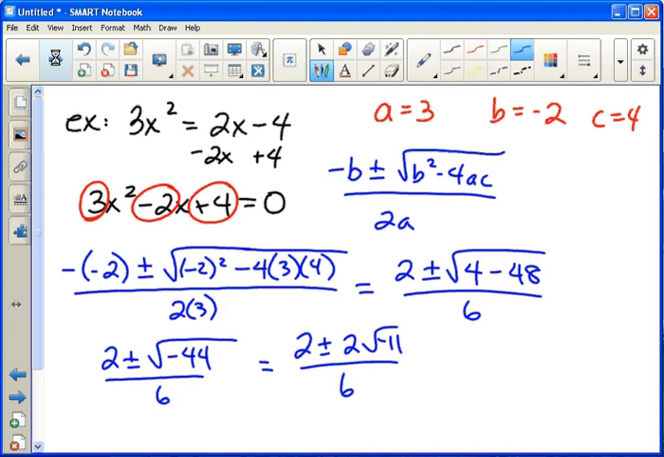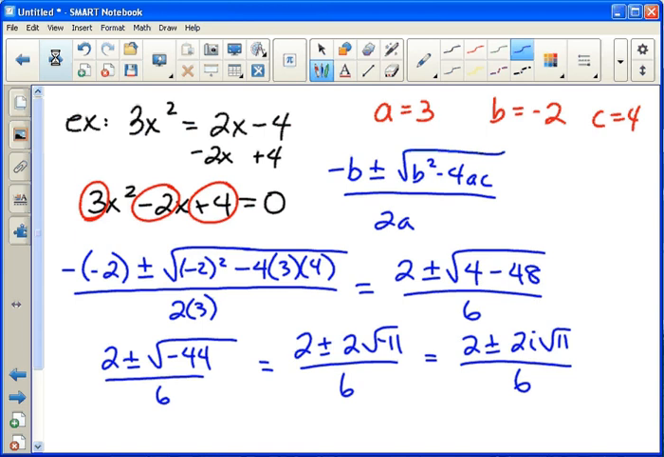And the way we handle that is we simply say, okay, we're going to take the negative out of the 11, so that's negative 1 times 11. And the square root of negative 1 is represented by i. So we get 2i square root of 11 over 6. So again, I'm taking the negative 1 out of the square root, and we say the square root of negative 1 is i. So I basically just pull the negative out and call it i when it comes out.